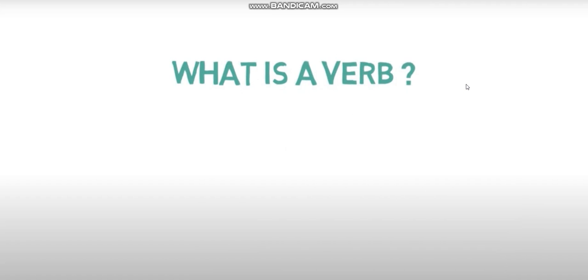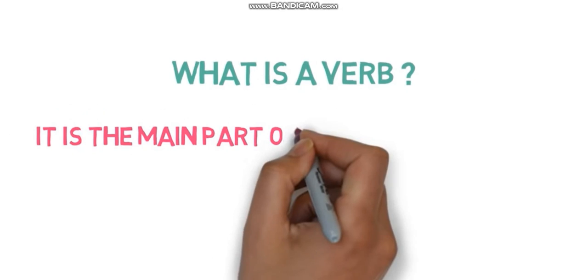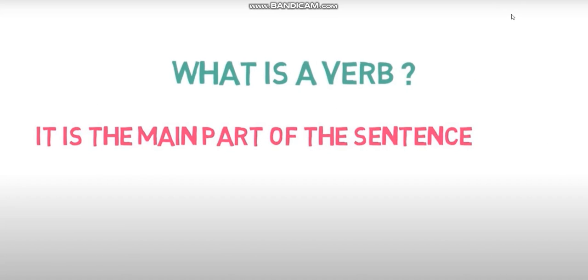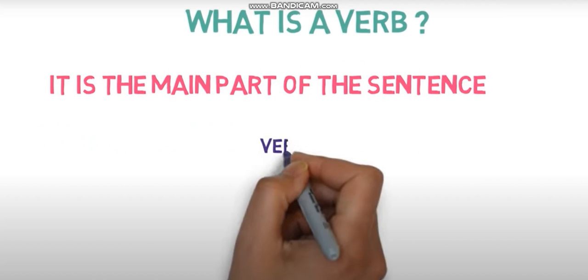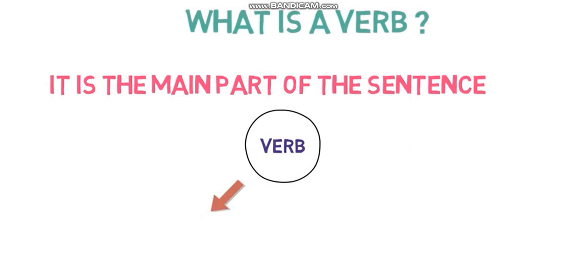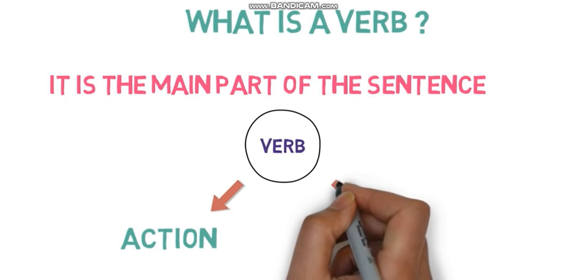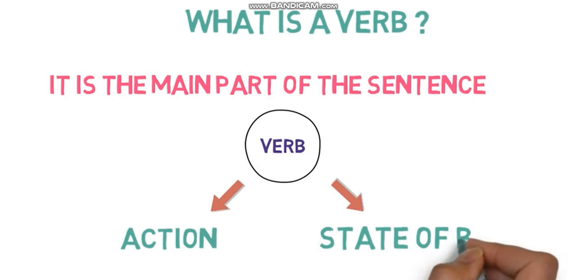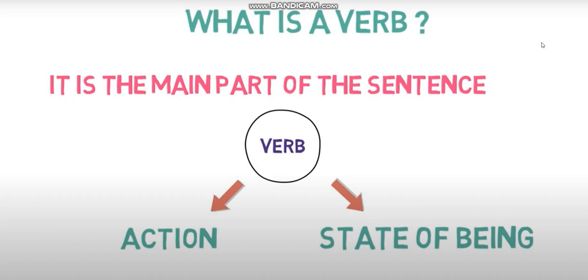Verb is the main part of the sentence. What is verb? It is the main part of the sentence. Remember, students, verbs are the main part of the sentence. They tell us two things about the subject: an action or activity performed by the subject, or a state of being of the subject.